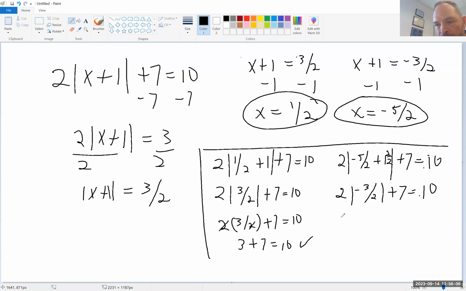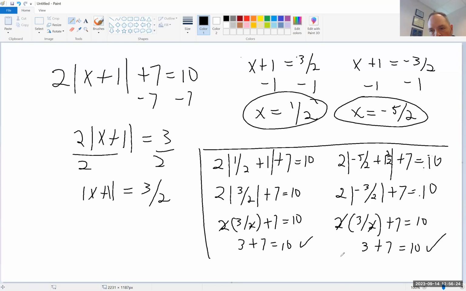And so now I've got 2 times 3 halves plus 7. The 2's cancel. 3 plus 7 is 10. That also checks out. And that's how you solve this kind of problem.